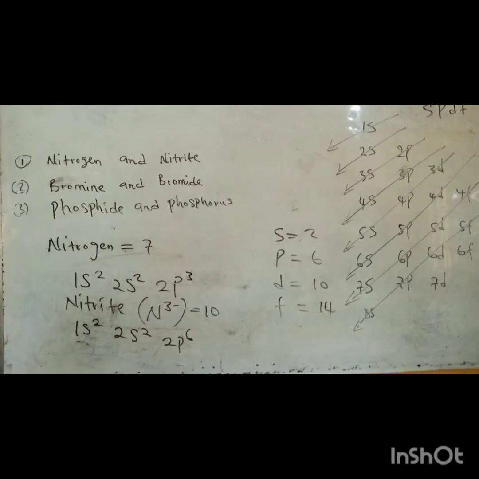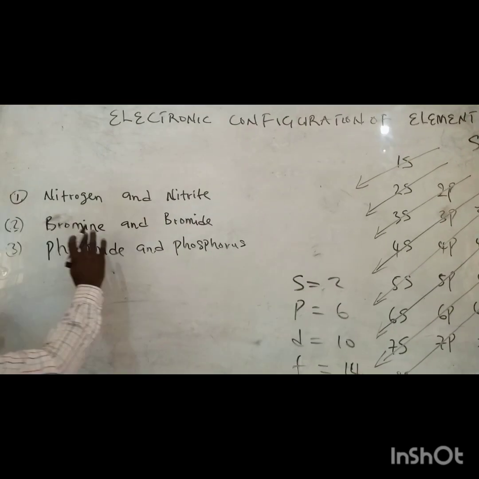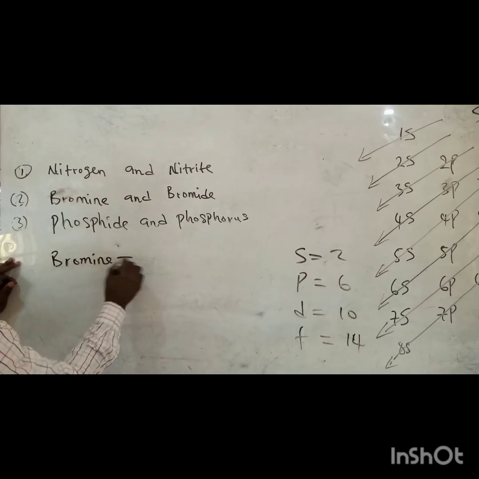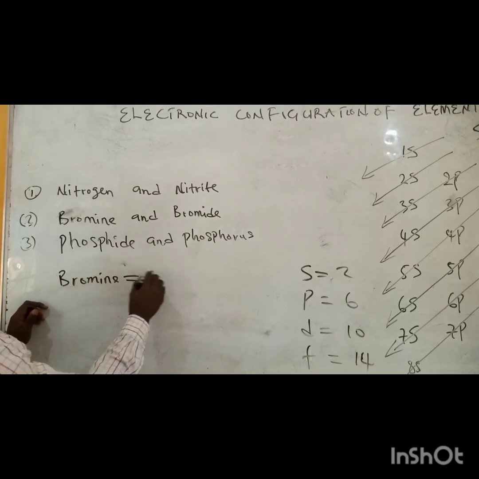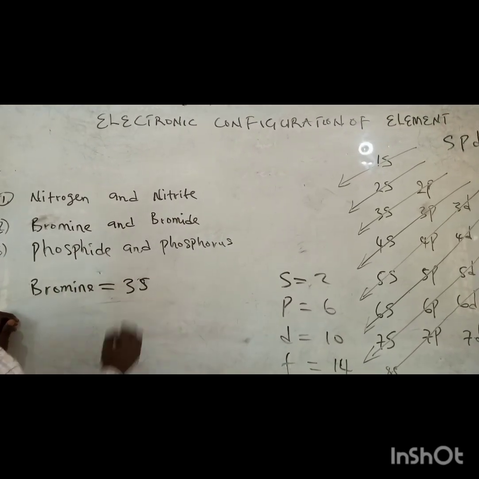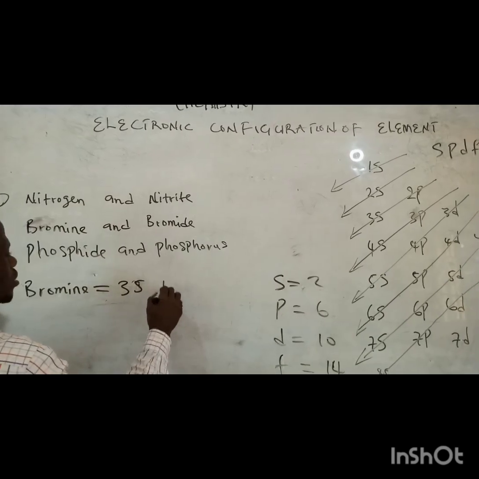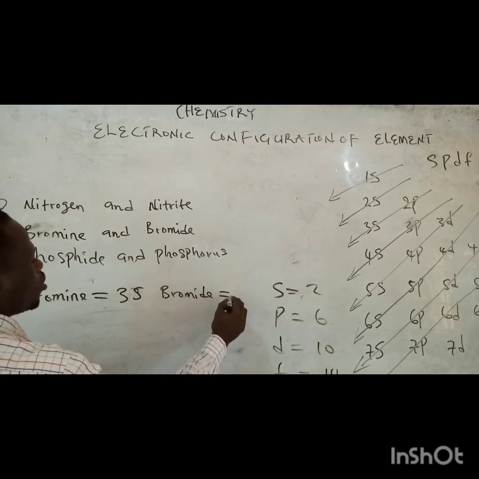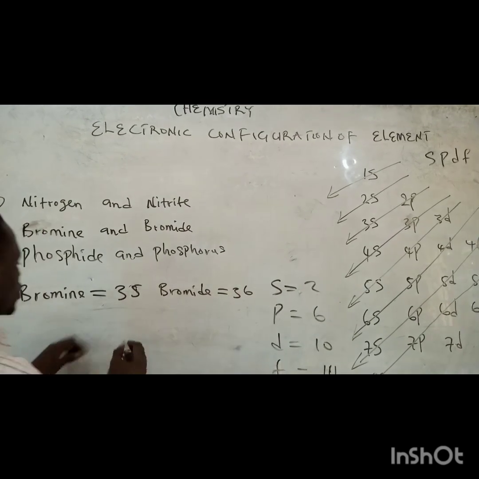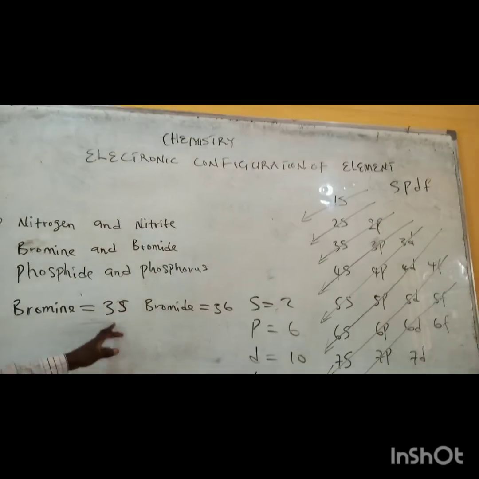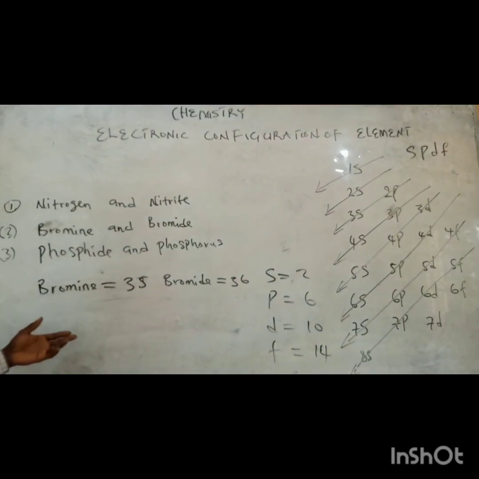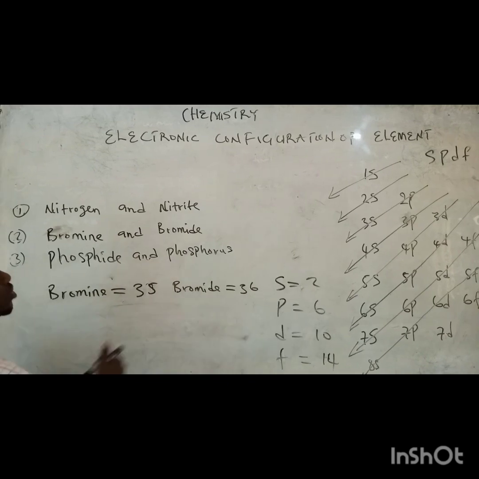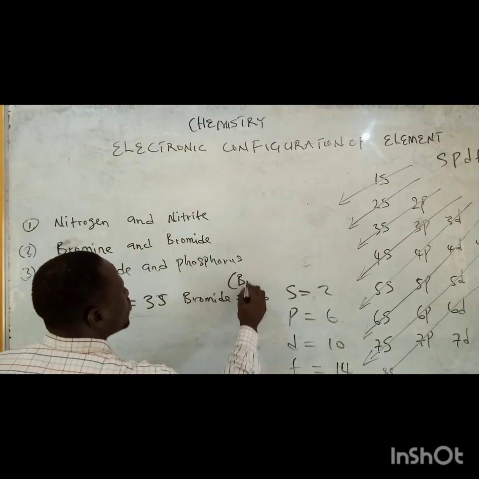We'll now do the next one. So in bromine here, bromine has atomic number 35. Atomic number what? 35. While bromide has atomic number 36, because bromine belongs to group 7 of the periodic table, and group 7 of the periodic table has a charge of -1. So you are adding 1, so it's like you have bromide.